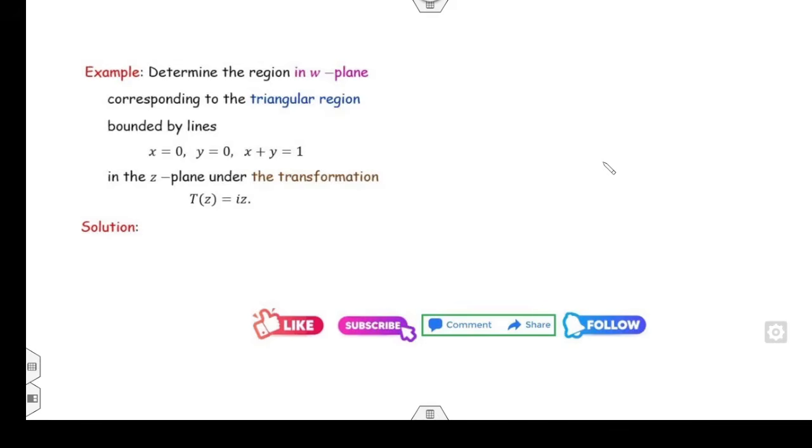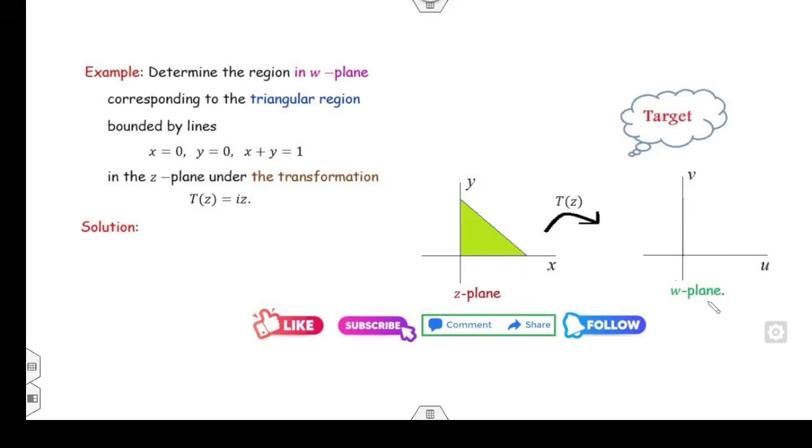Okay, look at another one. Find the region in the W plane. Now you can see this is the region. Firstly, you can draw the region. This is the Z plane, and your target is to convert it into the W plane. Clearly, i can be written as e to the i pi over 2. So can you predict the graph? It is rotated by 90 degrees.